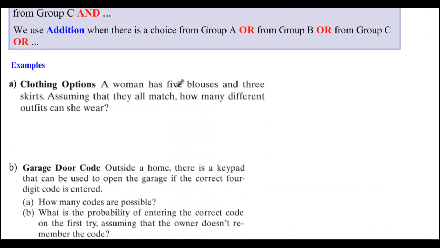Here we have a woman who has 5 blouses and 3 skirts, and assuming everything matches, how many different outfits can she wear? So again, blouses are going to be our first choice, and there's 5 of those. And then skirts are going to be the second category, and we've got 3 of those. We're going to multiply and get 15 outfits.